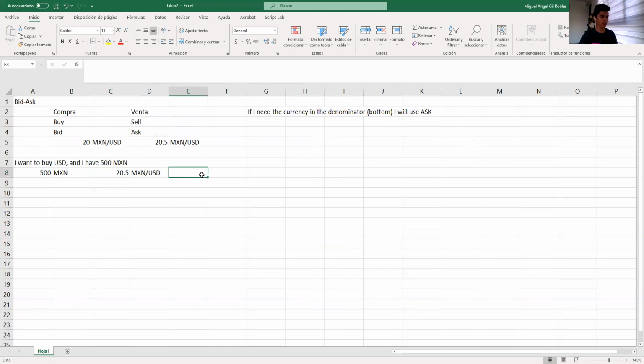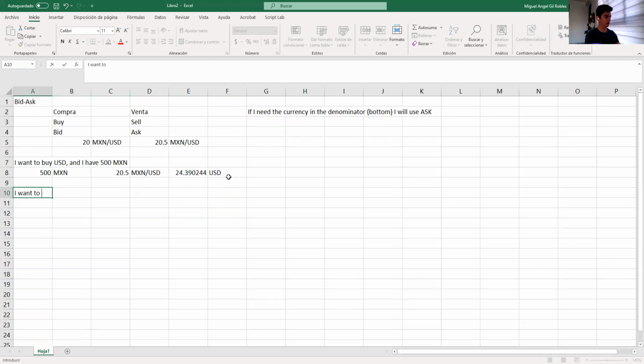And the general question: divide or multiply. If I have 500 pesos, and I have pesos on top, that's a division. So this over this is dollars. So if I convert 500 pesos to dollars, it will be $24.39. Same simple, right? Let's continue with our examples.